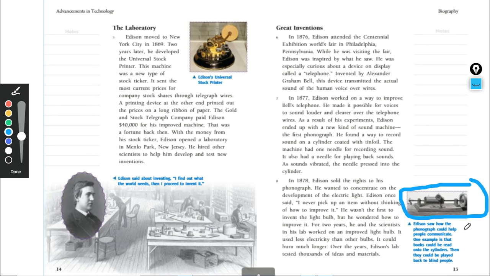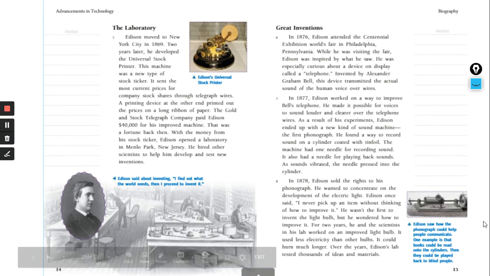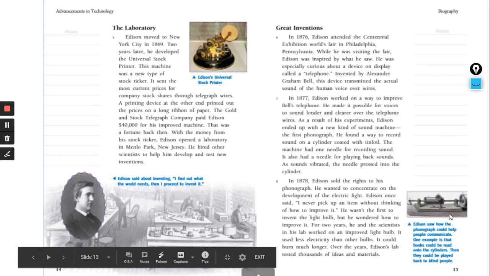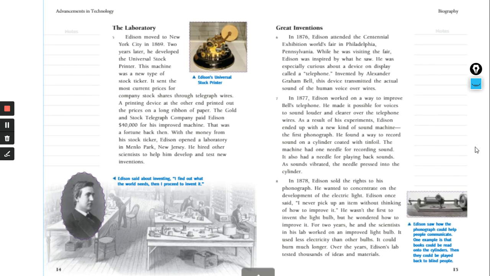It says Edison saw how the phonograph could help people communicate. Oh, I bet this section here, this phonograph, this is a picture of a phonograph according to this caption. Okay, it's helping people communicate. I bet this would be a very important invention. So I'm going to make sure I include that.